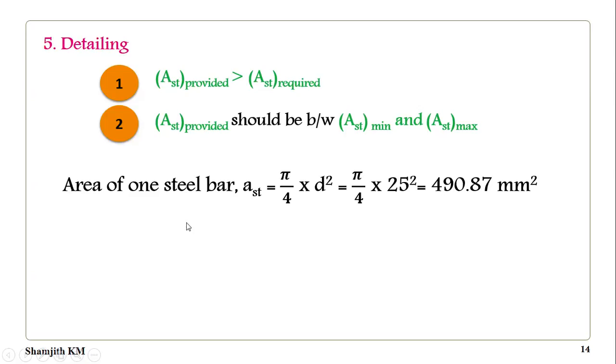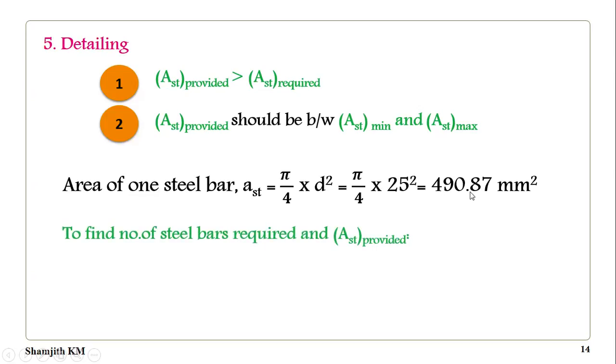Firstly, to estimate how many steel bars we require, we will be calculating the area of a single steel bar. It is small AST equal to pi by 4 into d square, where d is the diameter of the main bar, that is equal to 25. We will be getting 490.87, so one steel bar has an area of 490.87 mm square.